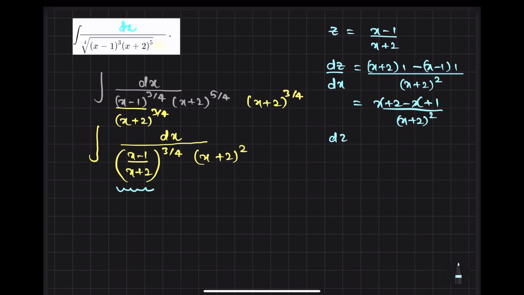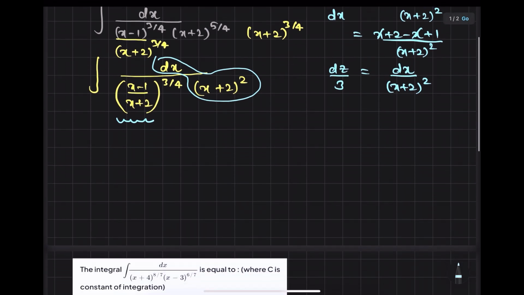So can I write dz by 3? I will take the constant and we will have dx by (x plus 2) whole square. Now I hope you see why we have taken that component as z. Now let's update the equation first. So dx by that thing is 1 by 3 dz, and this thing is z power 3 by 4.